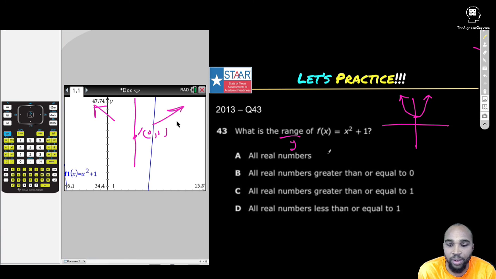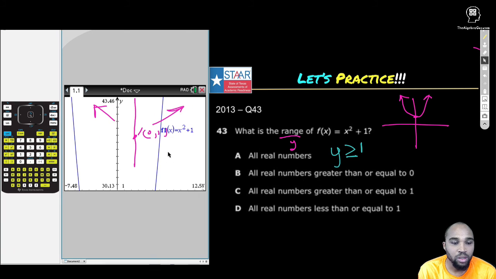And notice I'm not looking at my choices yet. I'm just thinking through it, because sometimes the answers are set up in such a way as to throw you off, and you start thinking, yeah, that's a good point. But go with what you know. You studied this. You got this. So we're going to say y can be greater than 1. It can also be equal to 1. So it can be any of those, greater than or equal to 1.